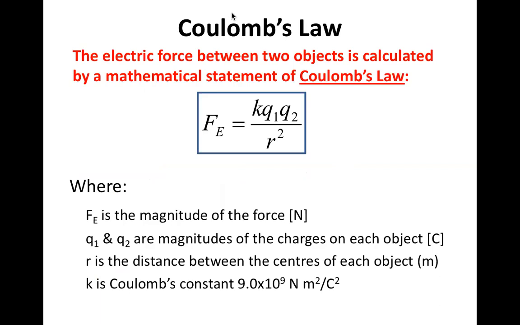Mathematically, Coulomb's law states this equation: Fe equals kQ1Q2 over r squared, where Fe is the magnitude of the force in newtons, Q1 and Q2 are the magnitudes of the charges on each object in coulombs, and r is the center-to-center distance between those charges. k is Coulomb's constant, 9.0 times 10 to the 9 newton meters squared per coulomb squared. So this is a new constant.